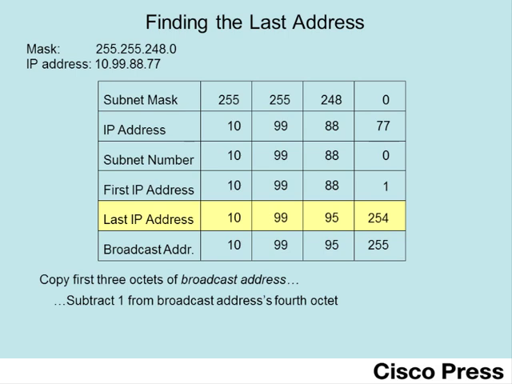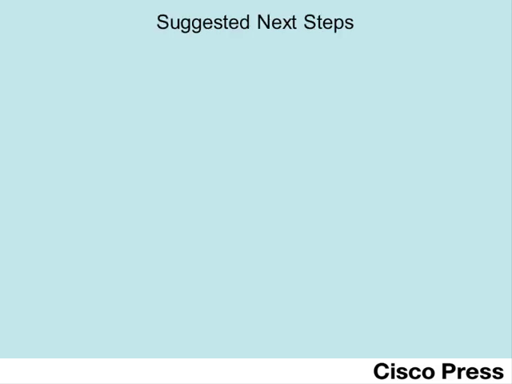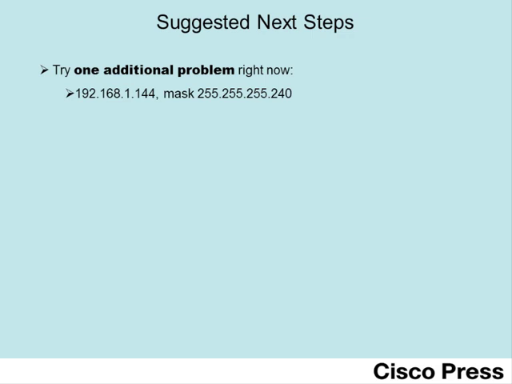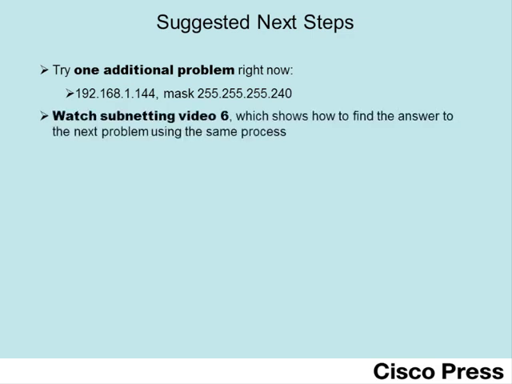That concludes this latest example. So what from here? Try one more problem right now with subnet 192.168.1.144 with mask 255.255.255.240. Then you can watch subnetting video 6, which shows how to find the answer to that particular problem.